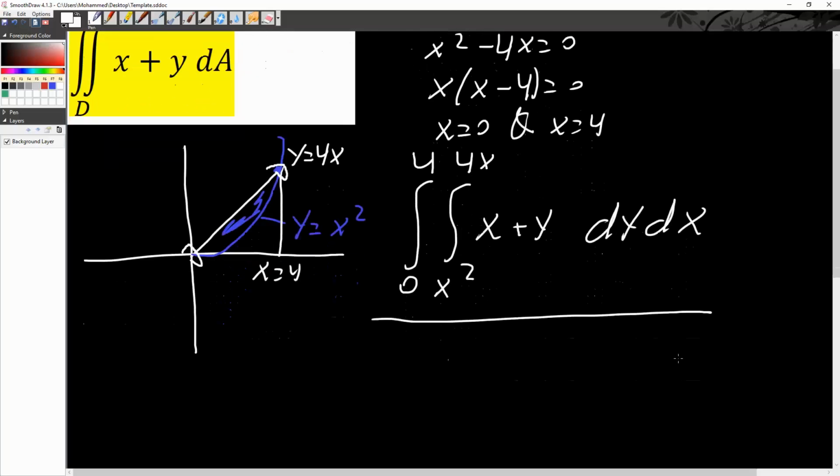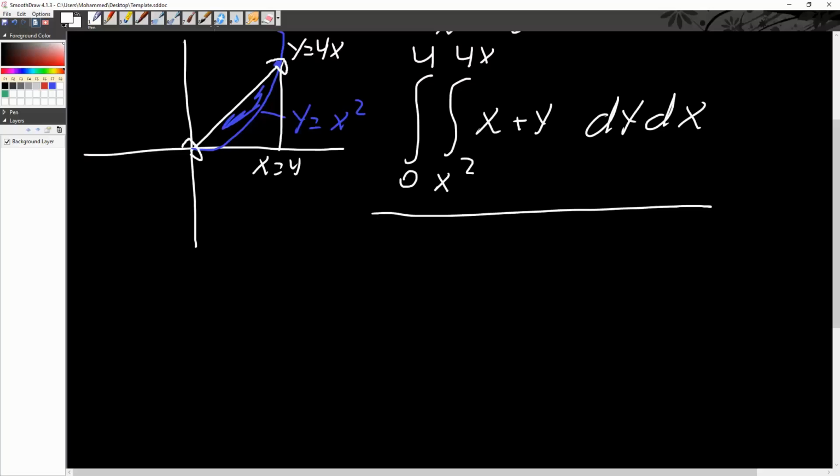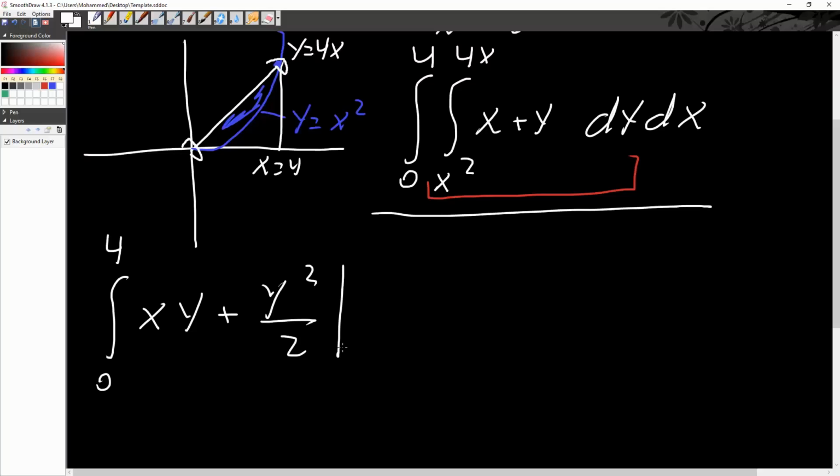So let's do it. First we will solve for the integral with respect to dy. When we do that, we will get the integral from 0 to 4 for x, just the outside term, and then x becomes xy plus y becomes y squared divided by 2. And we will plug in y equals x squared and y equals 4x, in terms of dx.